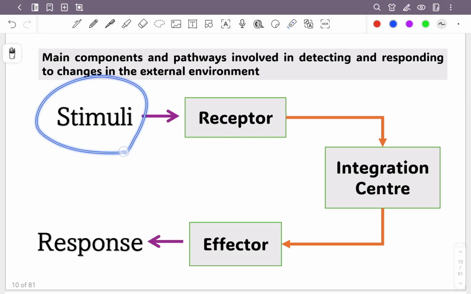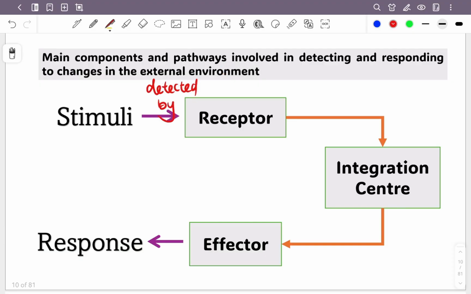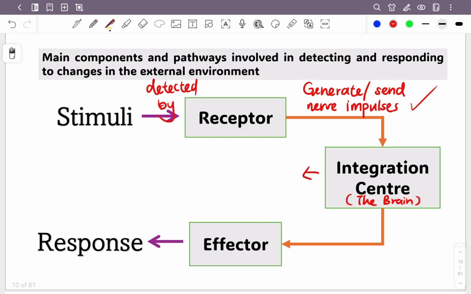It's just a clearer picture, which is the stimulus. The change is going to be detected by the receptor. So this receptor is going to generate or send, you need to use the word once again that I stress on, nerve impulse, to the integration center. So what happened here? This is usually the brain, correct? What happened at the integration center after it has the nerve impulse? It processes, translates, or interprets the nerve impulse.